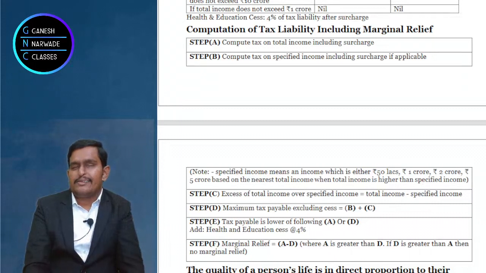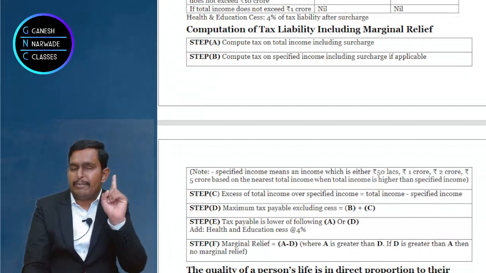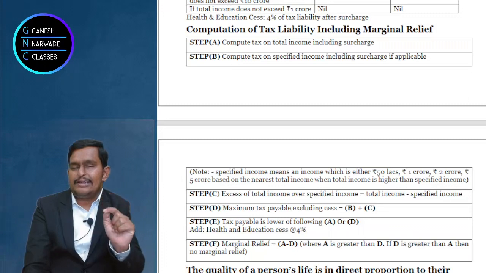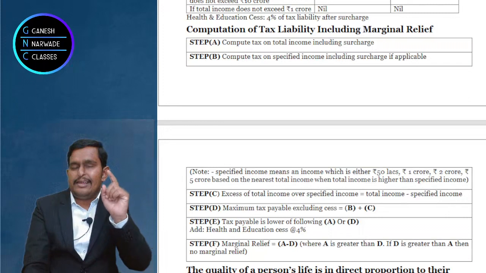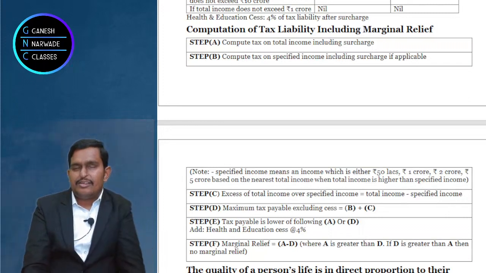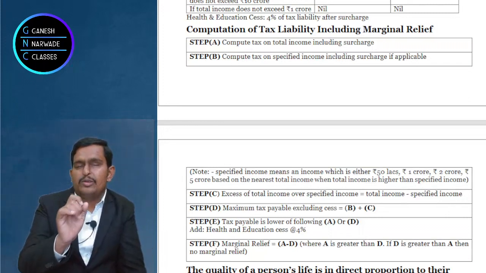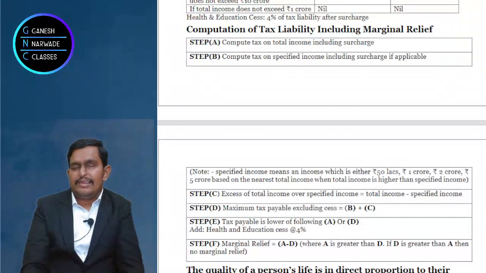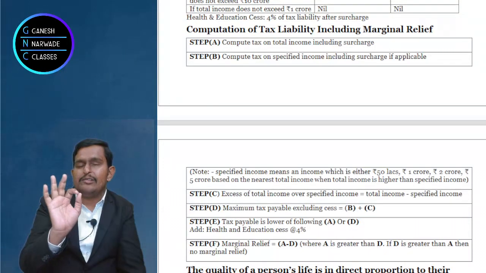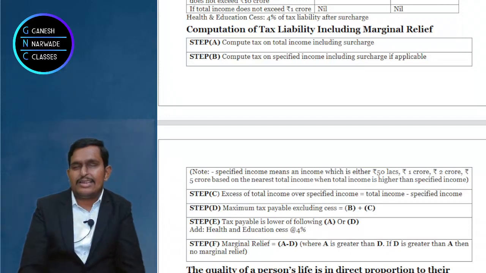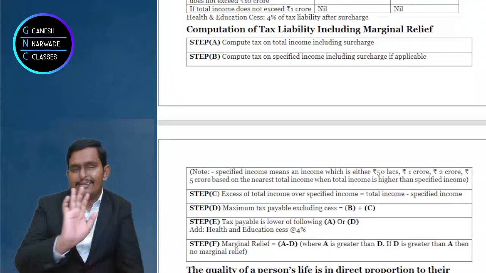Now E talks about what should be your tax liability. So E says that you got tax as per step A. You say that tax as per D is the maximum. So let's compare D and A. Whichever is lower will be your tax. A versus D. Whichever is lower will be your tax. And on that tax, we have to add health and education cess. That's it.